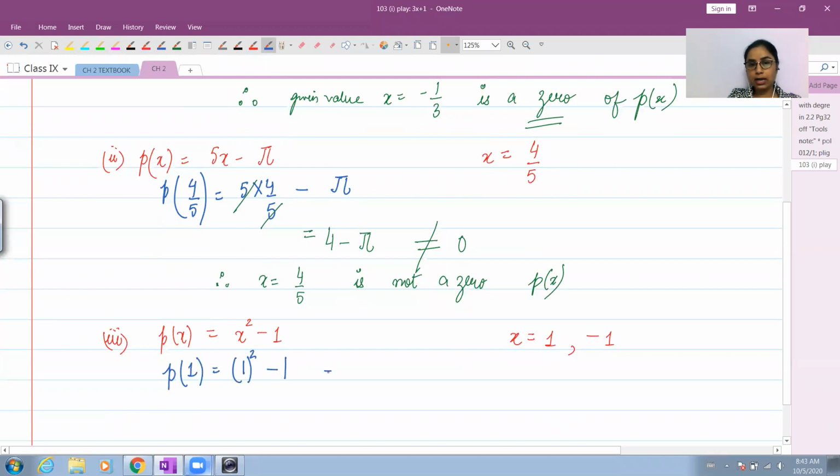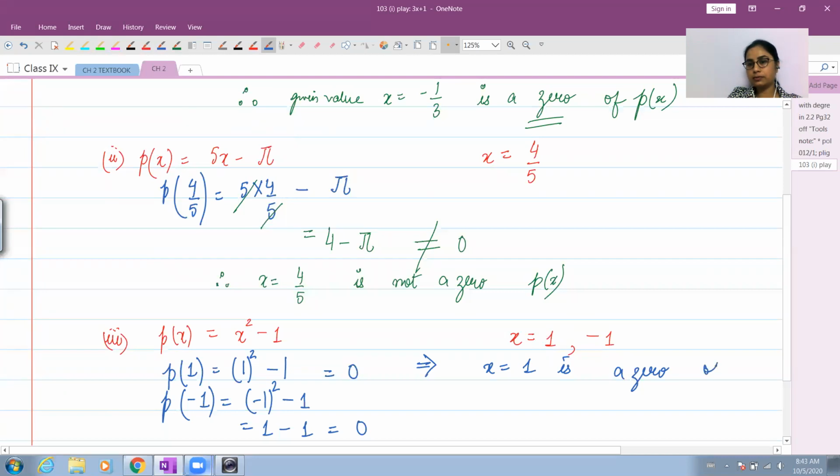Replace x by 1. As you can see, this makes the answer 0. And then replace x with minus 1. Even this value will make your answer 0. So this means the first value is a 0 of P(x) and the second value is also a 0 of P(x).